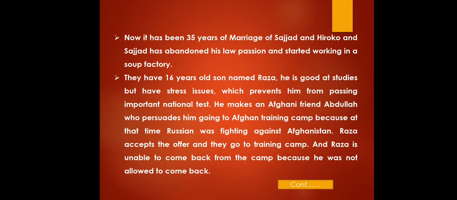Now, they have a 16-year-old son named Raza. Raza is the son of both Sajjad and Hiroko. He is good at studies but has stress issues. Now you can see a child who is facing stress issues, because you can say that this might also be the result of after independence, the circumstances prevailing there and the issues which were faced by the Pakistanis.